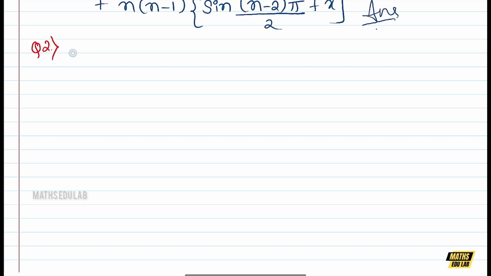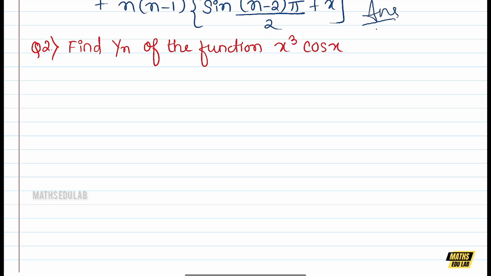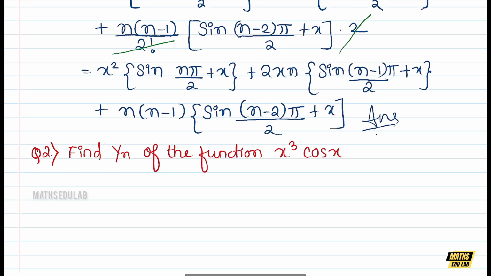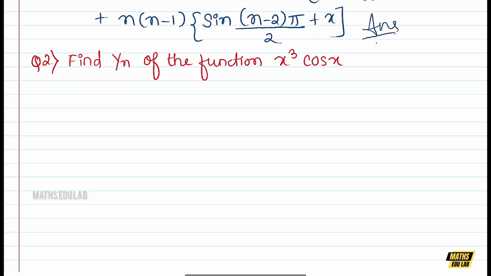The question is given to find the nth order derivative of the function x cube cos x. So I will just explain the steps, and the other things you will do by yourself. Here we will consider f of x as cos x and g of x as x cube.